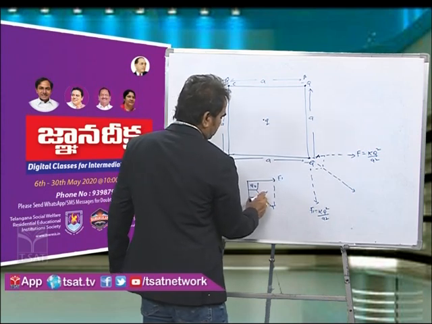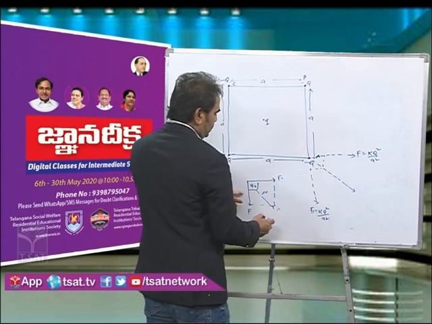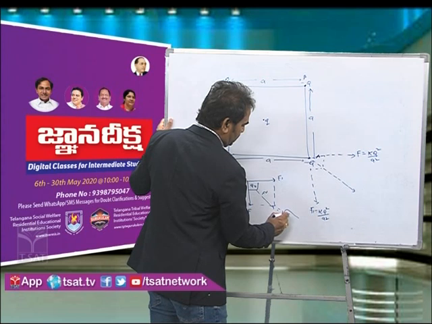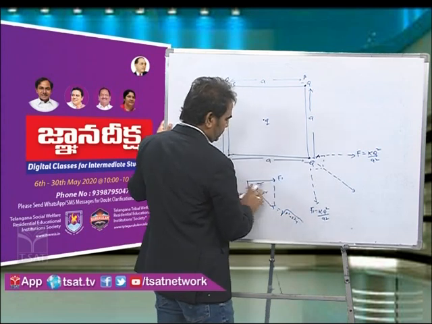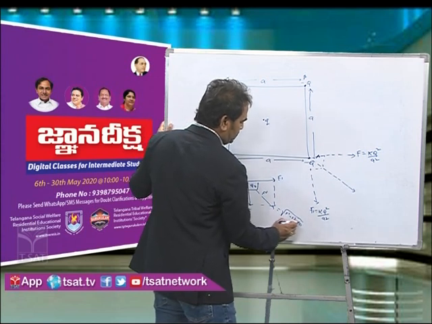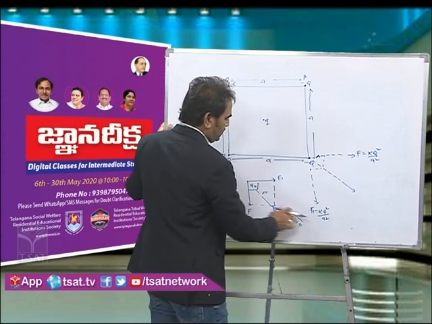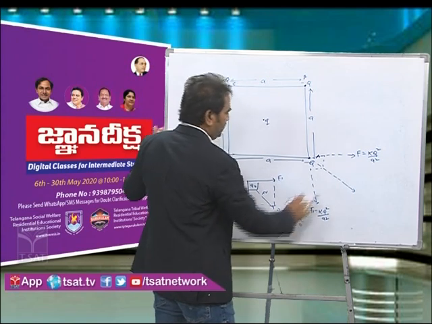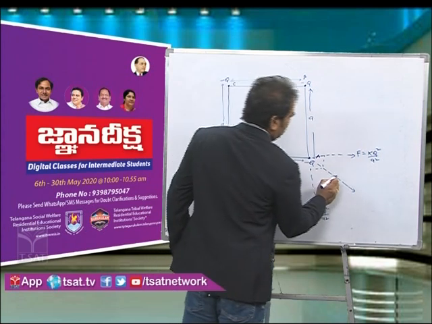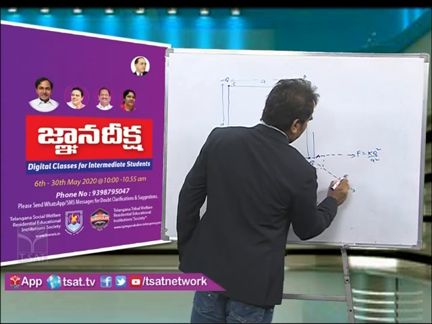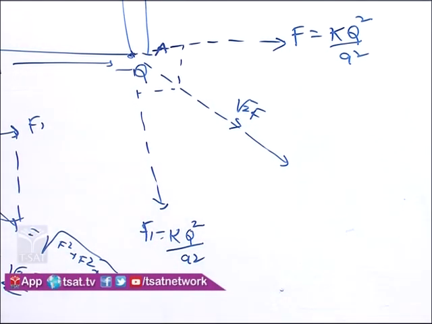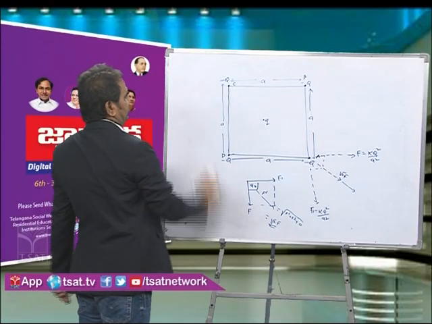The resultant force F dash is equal to root over F1 square plus F2 square plus 2 F1 F2 cos theta. Theta value is 90 degrees, cos 90 is 0, so that is equal to root 2 into F. The resultant of these two forces is root 2 F, which acts along the direction. Next, one more charge is there.